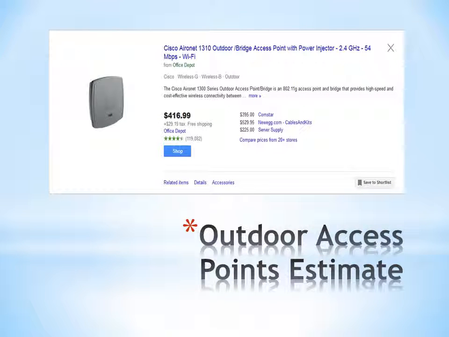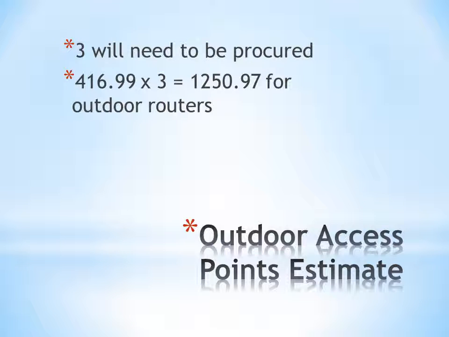network to communicate. So we definitely want to ensure that signal is completely proper there. These are some, not routers, but access points that I have found for the outdoor area. Cisco AirNet 1310 outdoor access point. That's about $416. That's for one access point. It will be able to work outdoors, so that's what I considered as far as the access points outdoors. So we'll need to get 3, and the total for those 3 will be $1,250.97. So that will be the cost for the outdoor access points.